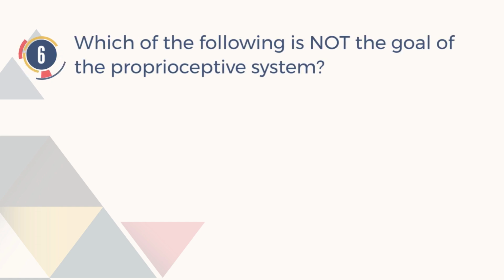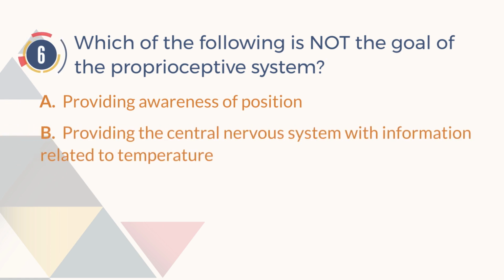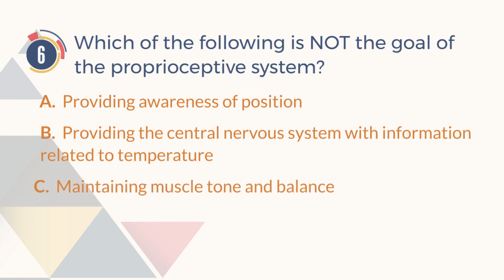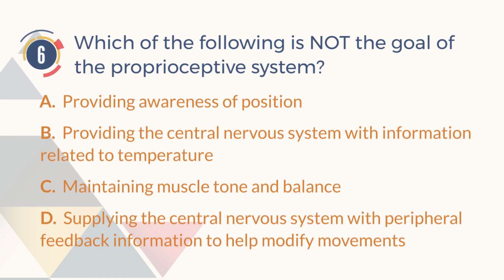Number 6. Which of the following is not the goal of the proprioceptive system? A. Providing awareness of position. B. Providing the central nervous system with information related to temperature. C. Maintaining muscle tone and balance. D. Supplying the central nervous system with peripheral feedback information to help modify movements. The answer is B. Providing the central nervous system with information related to temperature.